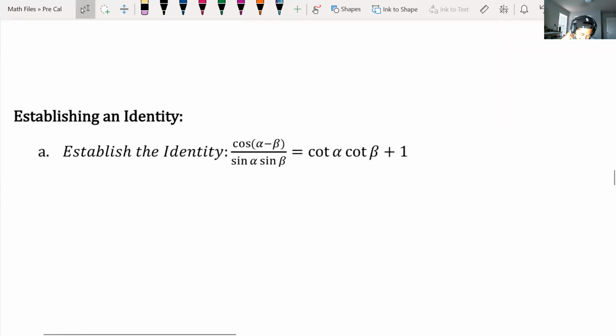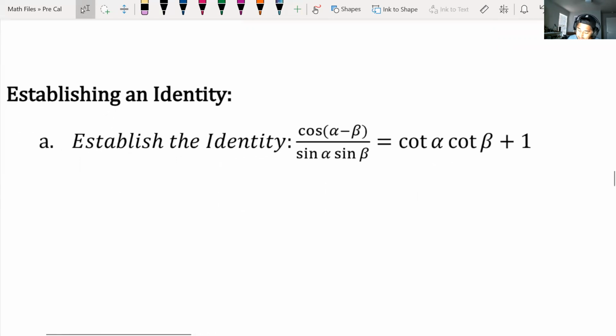Next time. All right, here we are going to do identities using the sum and difference formulas. So we want to show that cosine alpha minus beta over sine alpha sine beta is equal to cotangent alpha cotangent beta plus 1. Do you want to start on the left side or would you like to start on the right side? Let's go left side.